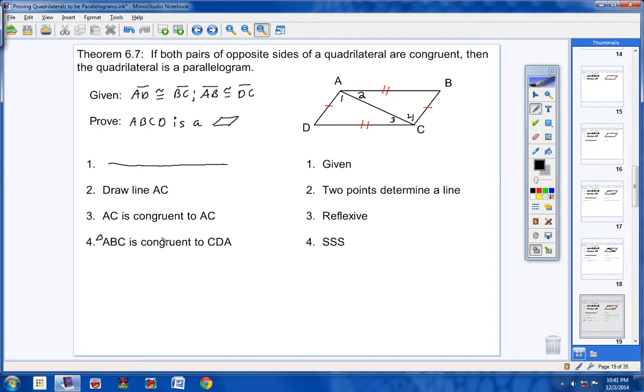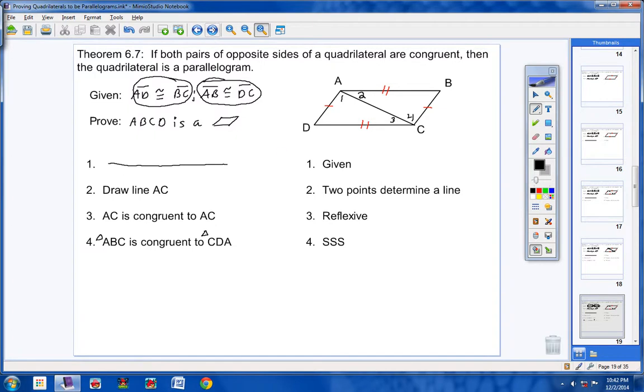Triangle ABC is congruent to triangle CDA. Okay, so this triangle here is congruent to this triangle here. Okay, how do I know that? Side, side, side. In my given, I already stated that AD is congruent to BC and AB is congruent to DC. And right here, I stated AC is congruent to AC. So because of that, I can state that these two triangles are congruent by side, side, side.